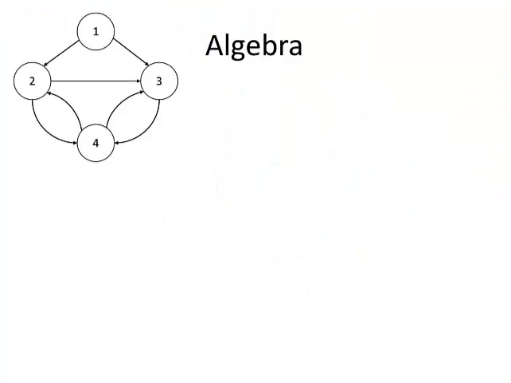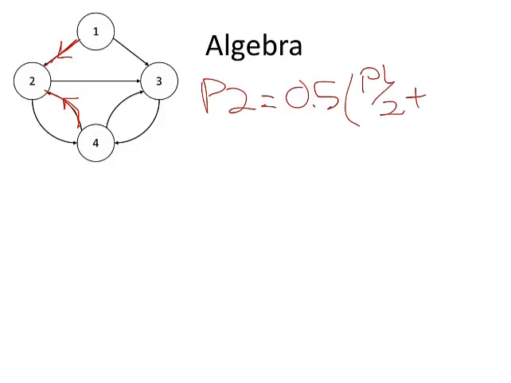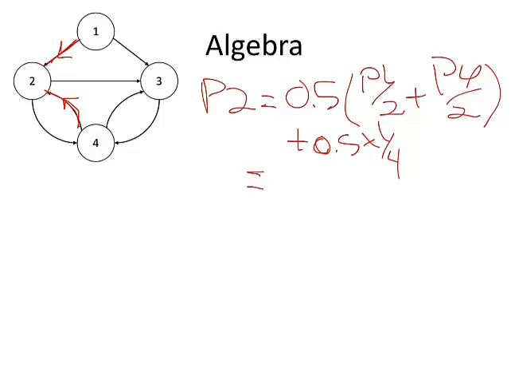All right, now, let's consider the other nodes. Looking at P2, we see that P2 receives from P1 as well as from P4. So, weighting the out degrees accordingly, we have P2 is equal to 0.5 times P1 over 2 plus P4 over 2. And then we have another 0.5 times 1/4 for the random component.